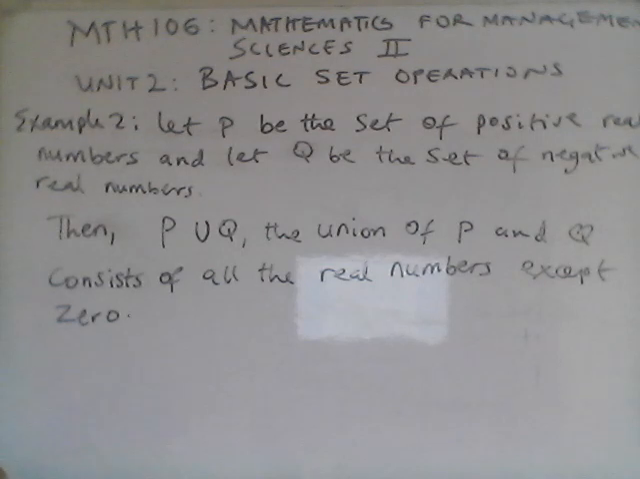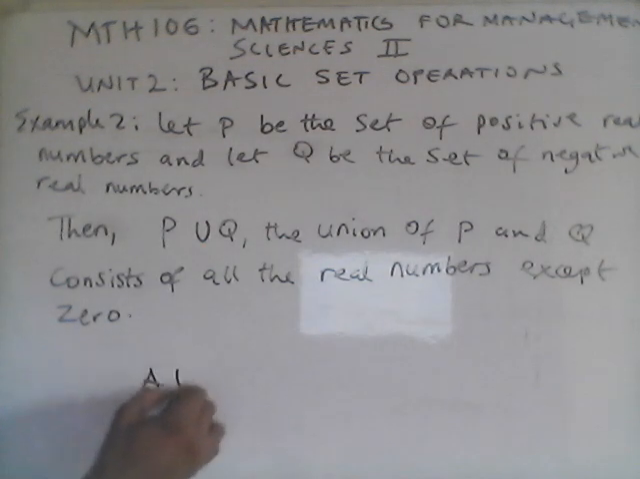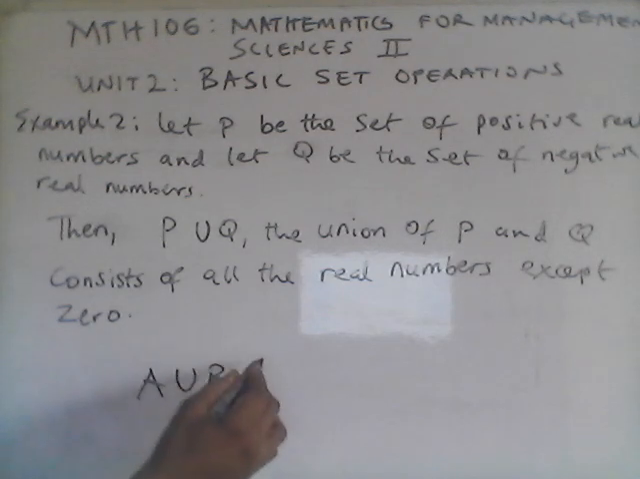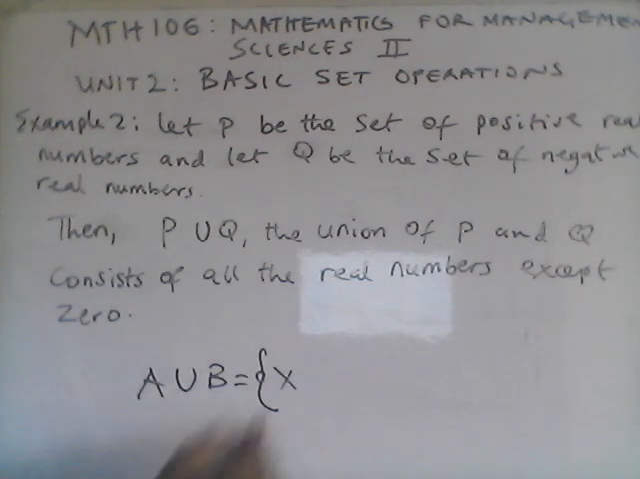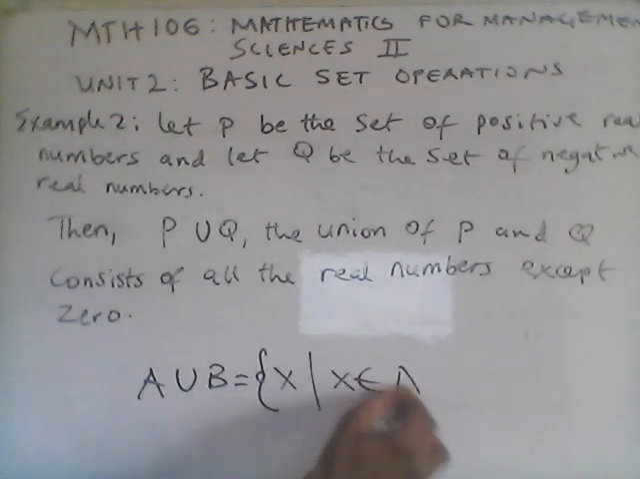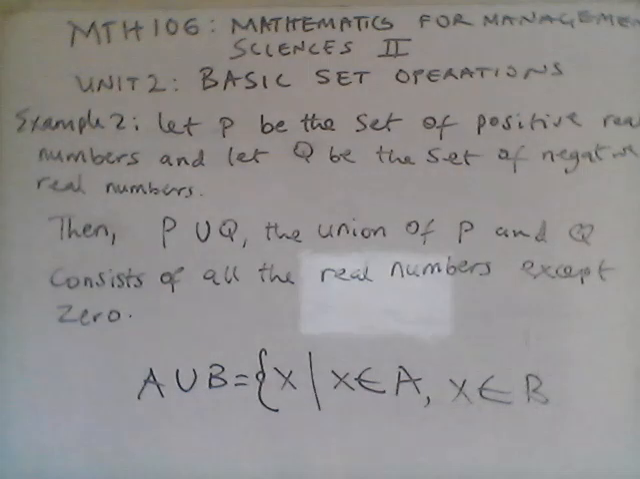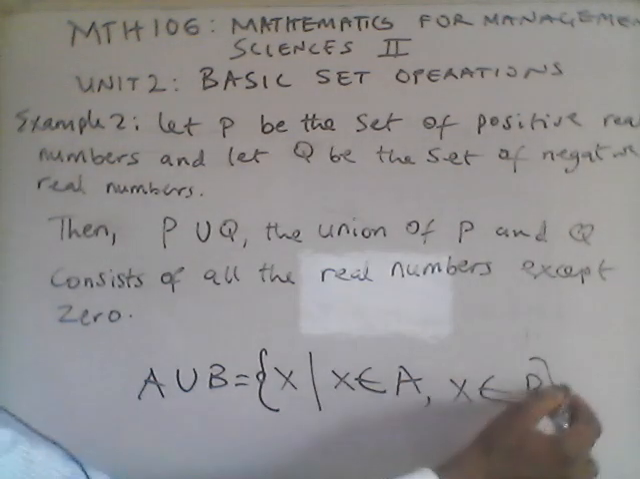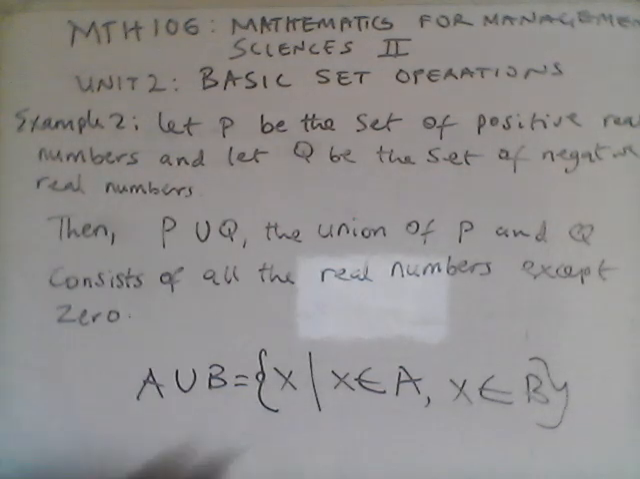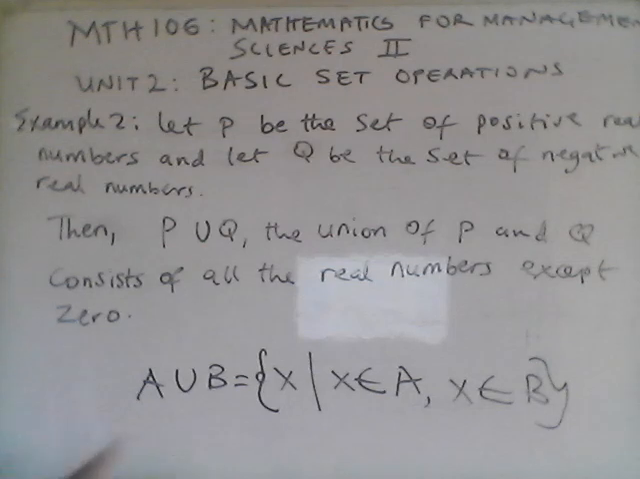In set builder form, we can also define union, for instance, A union B as the set containing the element X such that X belongs to A or X also belongs to B. So that is the way we can see it in the set builder form. It is the element X such that X belongs to A or X also belongs to B.